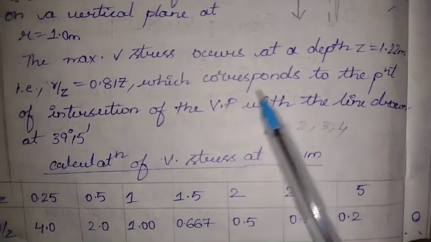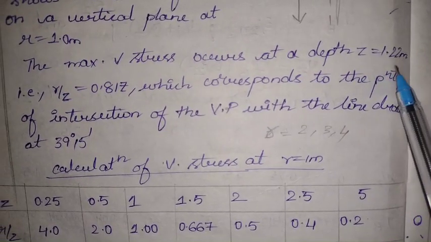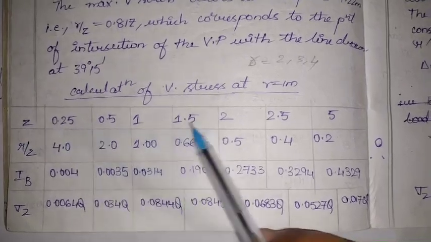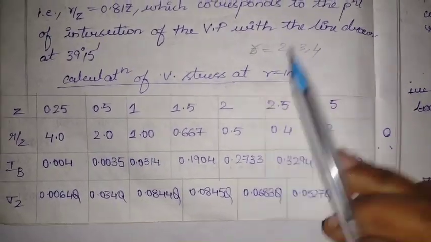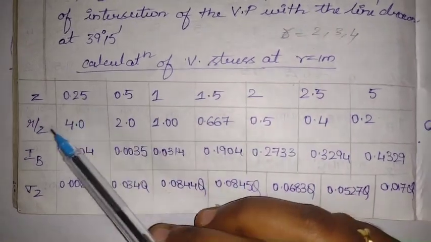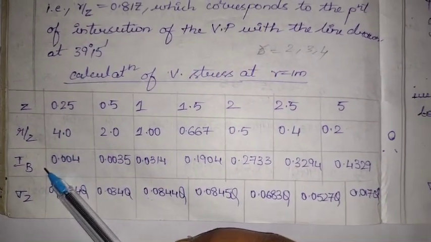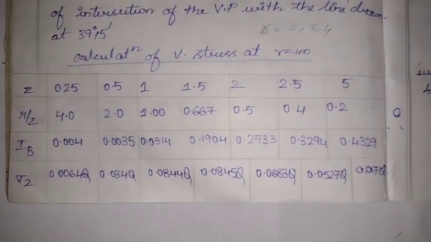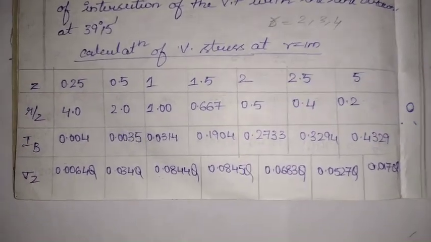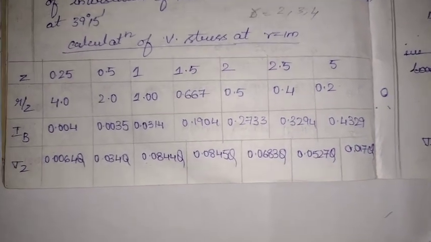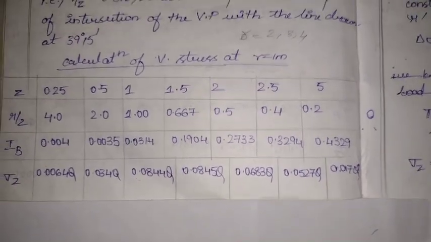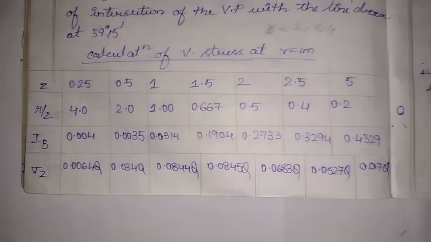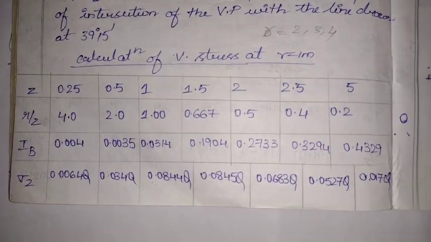The maximum vertical stress occurs at a depth of Z equal to 1.22 meters. I will show you the table. Here I have written the values of Z that are varying, and R is constant at 1 meter. We evaluate R by Z values, from which we get the IB value, and again substitute this in sigma Z. We get the vertical stress distribution on the vertical plane. Remember, in a vertical plane the horizontal or radial distance R is constant, whereas in a horizontal plane the depth Z is constant.